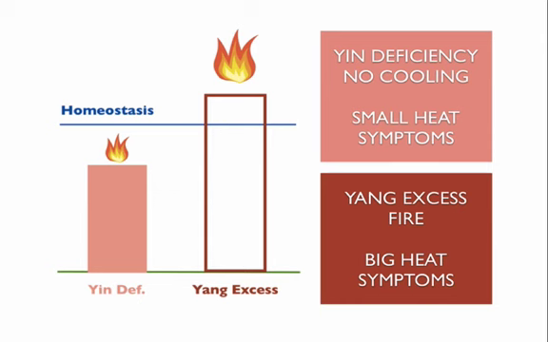So the difference here that we can look at is a yin deficiency, which has no AC, no cooling system, is small heat symptoms, while the yang excess, or all this excess fire, is big heat symptom. What does that mean? When we compare the symptoms, the yin deficiency, because it's a deficiency, is going to have smaller symptoms, while the yang excess will have big symptoms. So let's see, what does that look like?